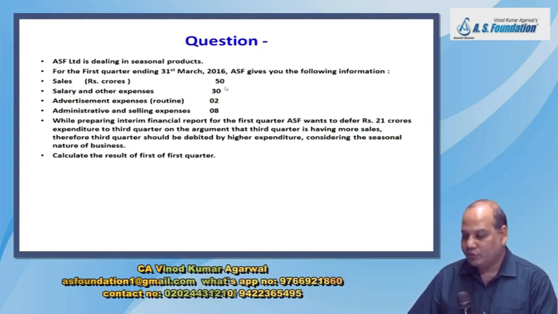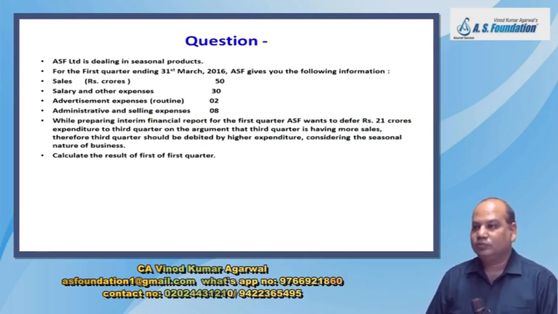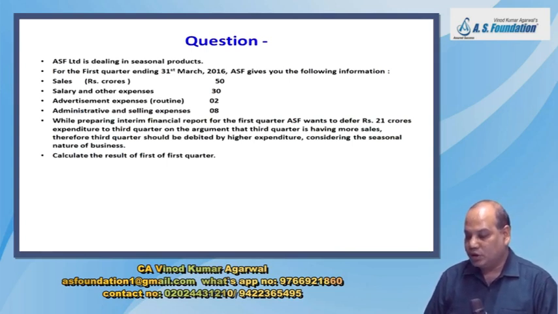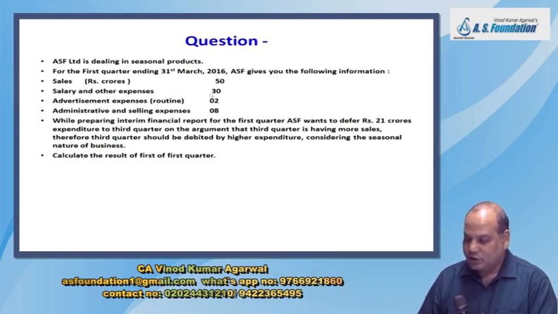So what you will do, you will take 50 sales minus expenses, 30 to 8. So the answer is 10. Profit is 10. What about this argument of the company? It is not allowed. Expenses incurred for a particular quarter should be charged to that quarter only if it cannot be deferred or preponed for annual accounting purposes. So even though it is a seasonal business, these expenses pertain to this particular interim period only and will be charged to this interim period only.